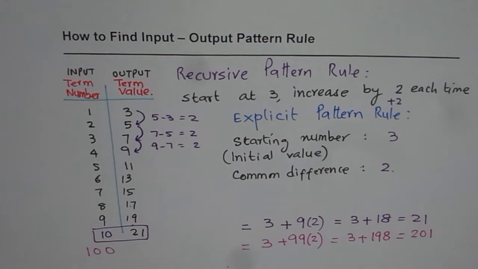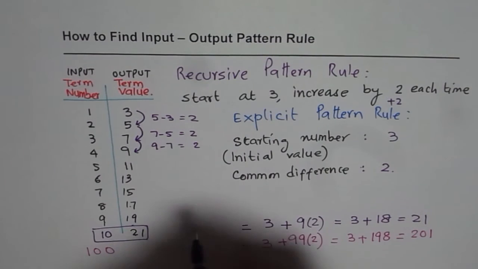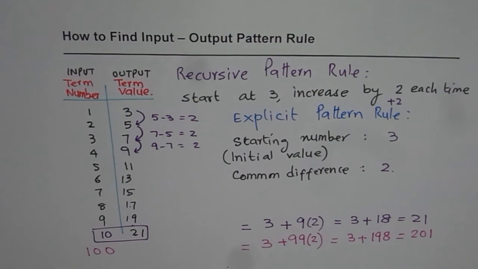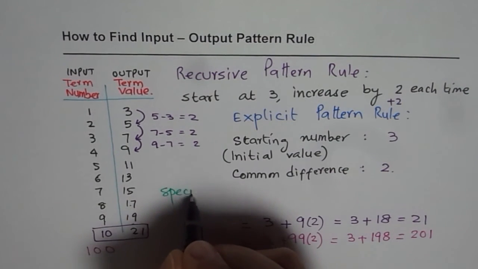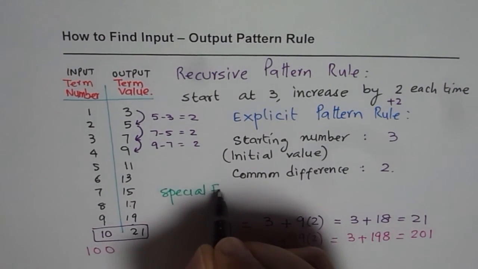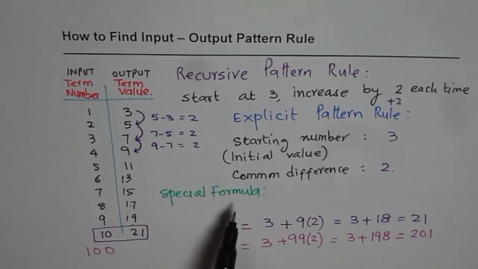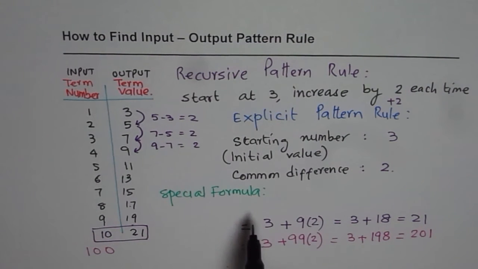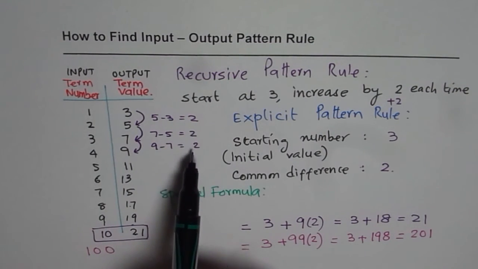Now here is my formula to find the explicit pattern rule, and that is kind of neat. So this is a special formula, right? So let me give you a special formula here. A special rule. How do we get this explicit pattern rule in a simpler way? Now the trick here is, we know that we are adding 2 each time. So 2 plays a big role.